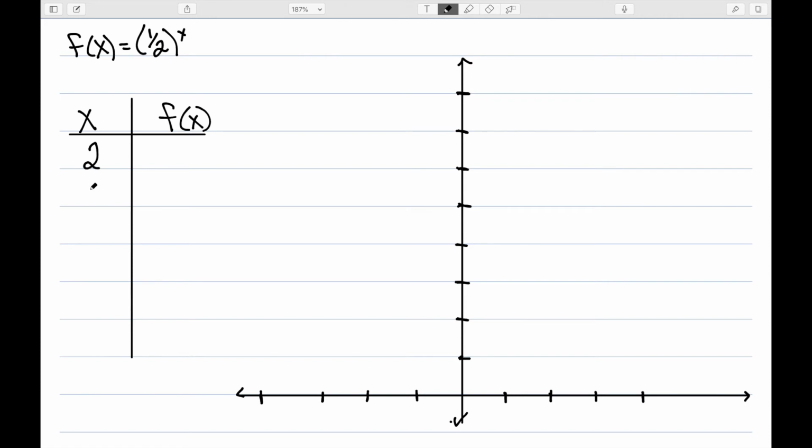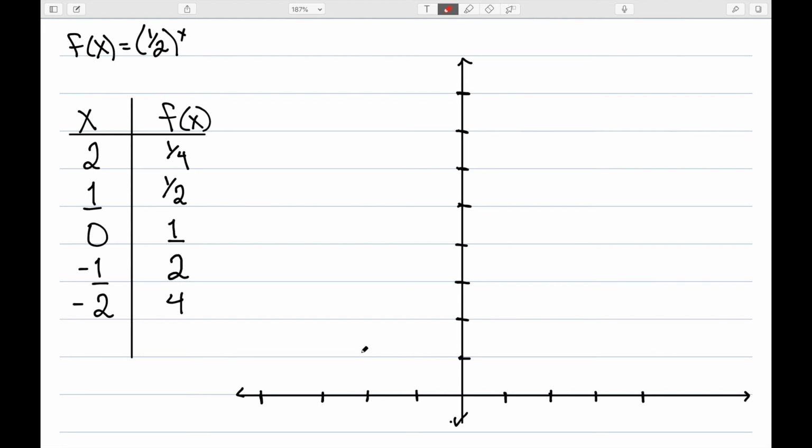This time I want to look at f of x equal to 1/2 to the x. So this time my base number is between 0 and 1. 1/2 squared is 1/4. 1/2 to the first power is 1/2. Anything to the 0 power is 1. A negative power flips the fraction, so this is a 2, and then 2 squared. And then 2 squared gives me 4.